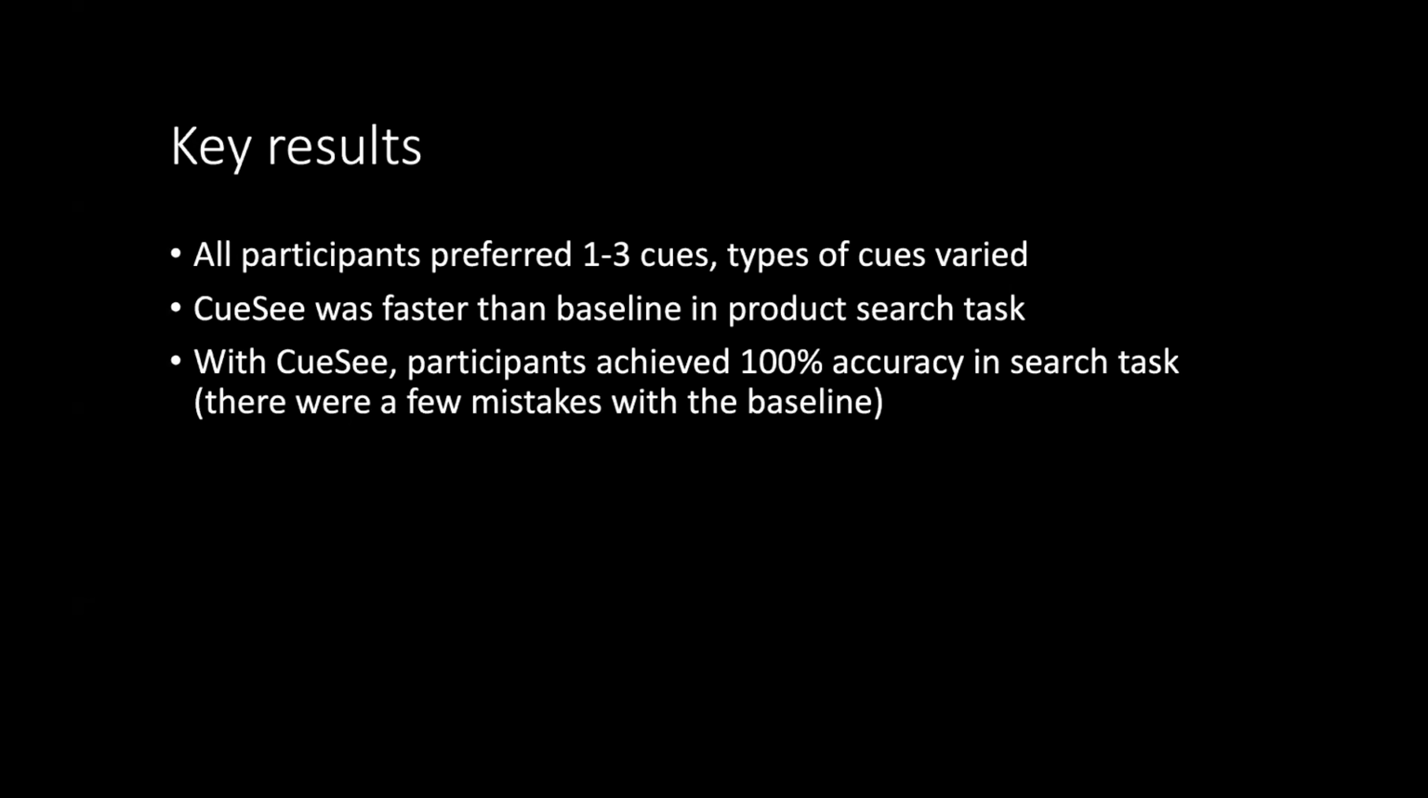aside from a slight preference for the spotlight and guideline cue for the participants who had more mild forms of low vision. When we analyzed the data for the product search task, we found that QC was faster and also more accurate than the baseline. So that was a really good finding for us. And it was almost twice as fast as the baseline. And there were just a few mistakes that people had with the baseline, but with QC, they didn't have any mistakes. So overall, we saw that this was a very promising approach to product search.